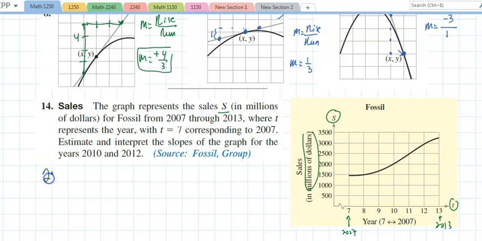Let's use 2010 and see how that works. Where's 2010? It's right there. What do they want? They want the slope. If I draw a tangent at that point, now again, we could disagree. That is, my numbers and your numbers could be slightly different. That's okay. We're approximating anyways.